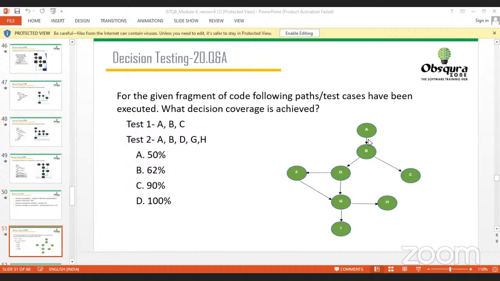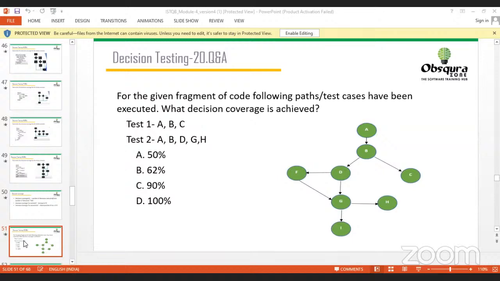Then test 2 covered A, B. But A, B is already covered in test 1, so we won't take this. We take B, D, D, G and G, H. So there are 3 arrows. So 3 plus 2, that is 5. 5 divided by 8, it is 62%. Clear, everyone? Yes. Okay. Anu, everyone, it is clear, right? Vipin, Arya, everyone, it is clear? Okay.